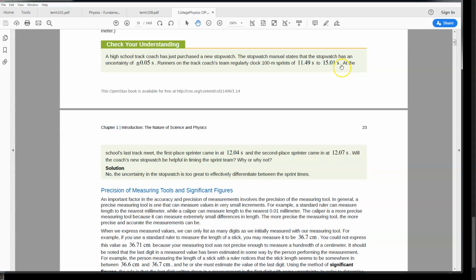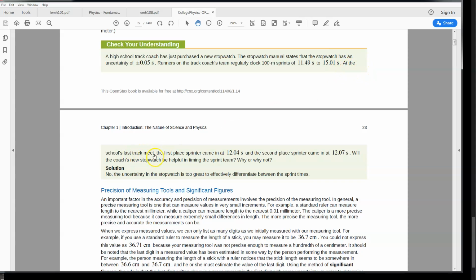Now, because there is already an uncertainty in this digit here, plus or minus 0.05 seconds, meaning that the reading on the stopwatch has an uncertainty. Okay, so let's read through the problem.